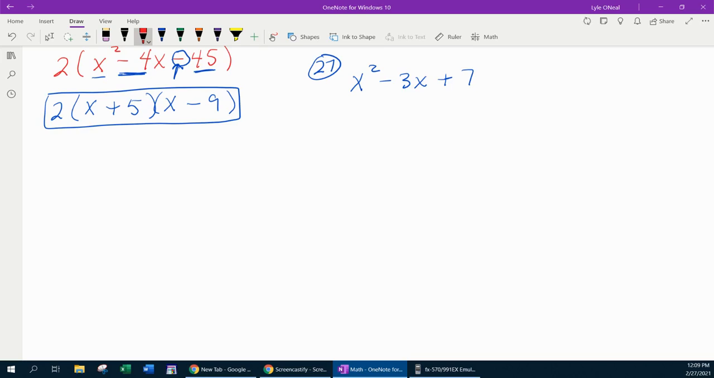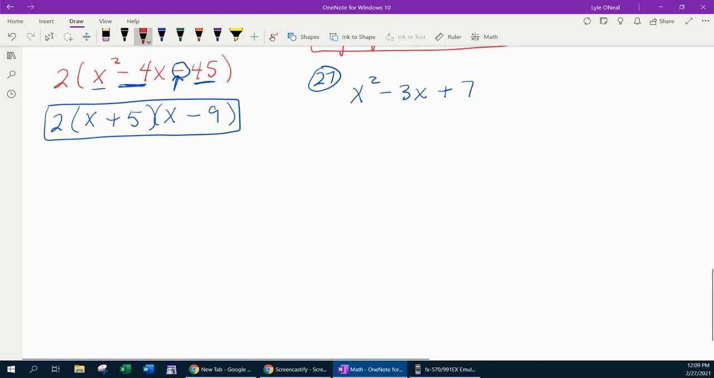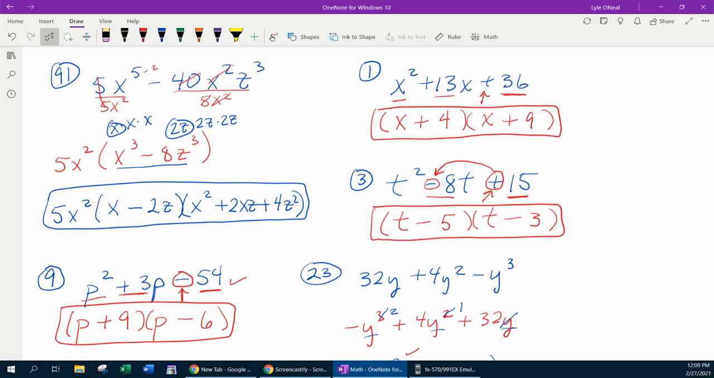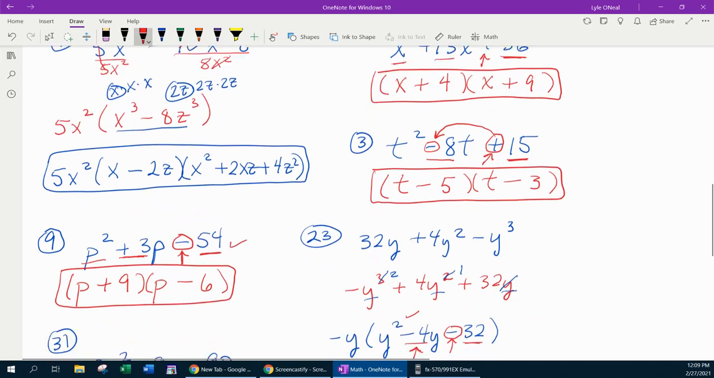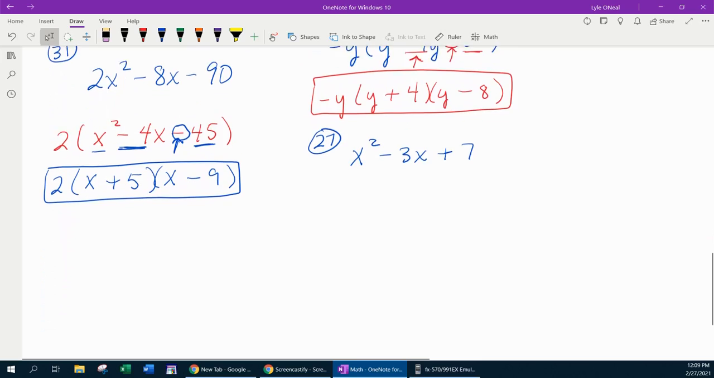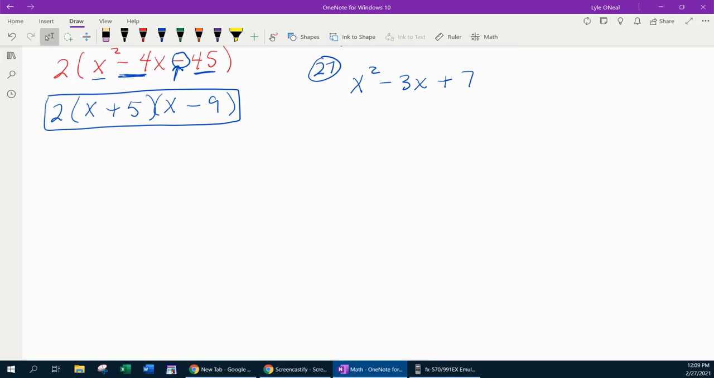And one more example for the standard trinomials, number 27. And again, if I haven't stressed it, all of the examples that I've done all the way back up to number 1 here, number 1, 3, 9, 23, 31, 27, all of these have been from section 4.4 in the text, just so you know where they came from.